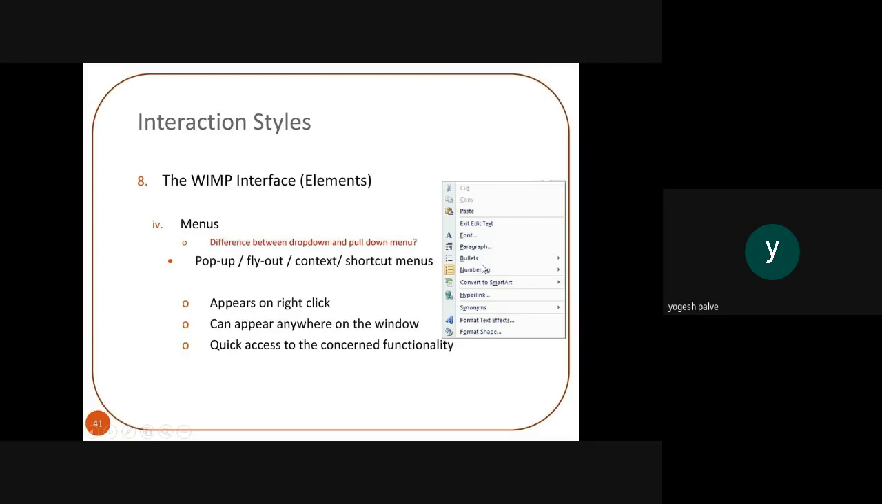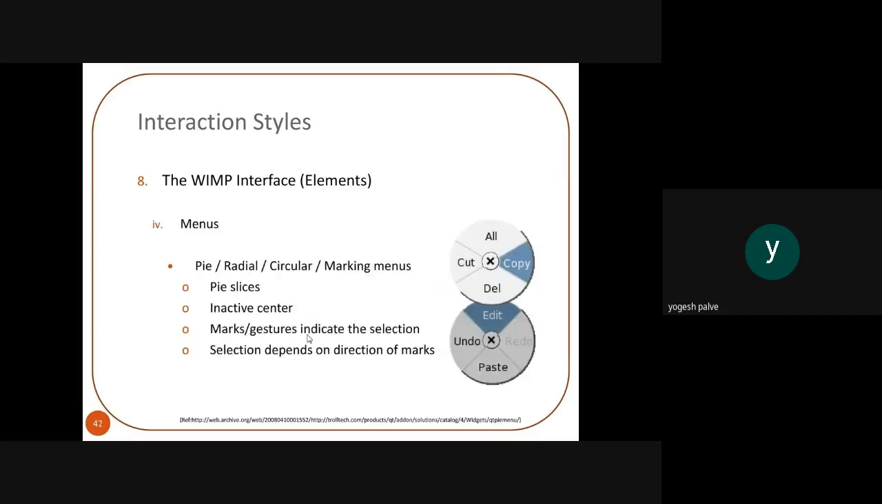There is a difference between the drop down and the pull down menus. In the drop down menu, the list is provided in a drop down manner, and in the pull down the user clicks something and then a separate second sheet opens. So pop up, fly out, context and shortcut menu are the best examples of a particular menu. In the specific menu, it appears on right click. It appears anywhere on the window, with quick access to the concerned functionality. So all these aspects are applicable in the menu.